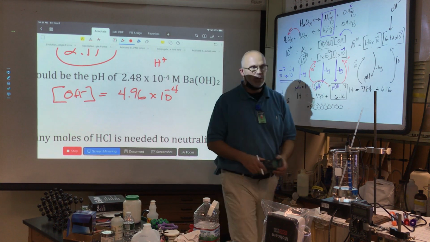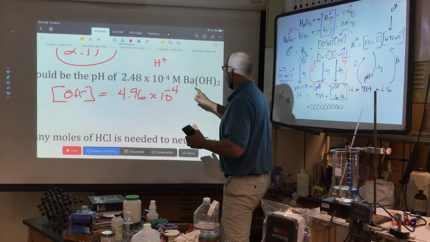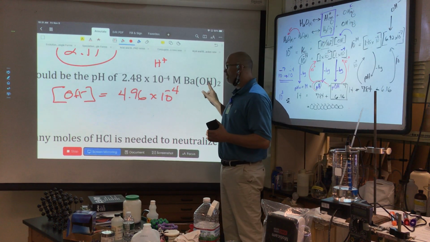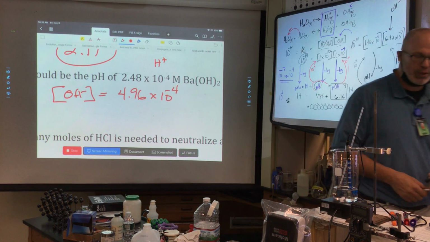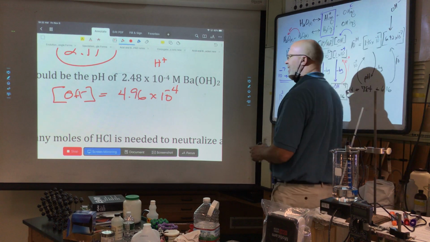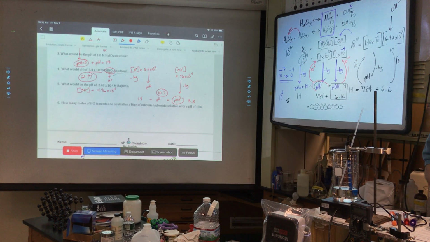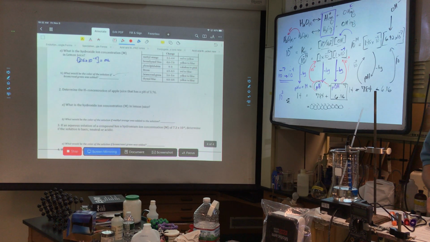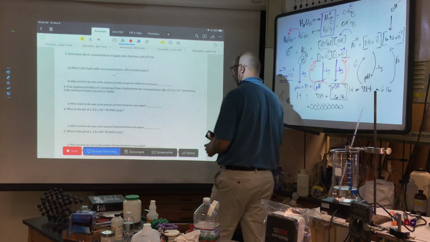Okay. So the rest of your homework, just be careful. When you're dealing with these strong bases with 2 hydroxides, you're going to have to double that concentration. So your homework is to finish, okay, the 2 worksheets. We didn't get to the last page, so finish this page. I'll explain explicitly what you have to do for homework.